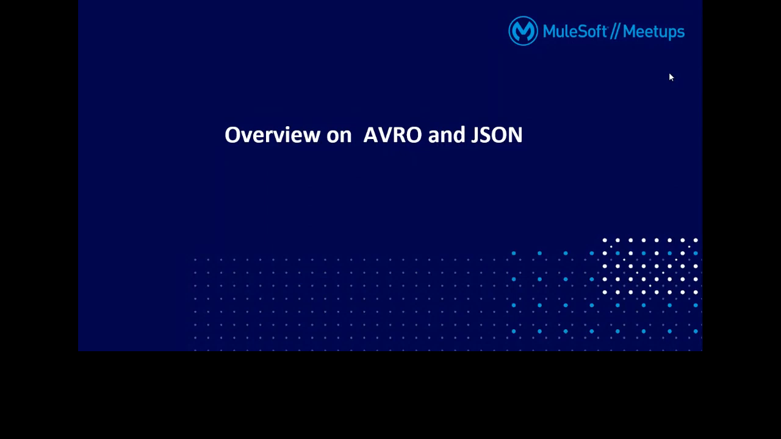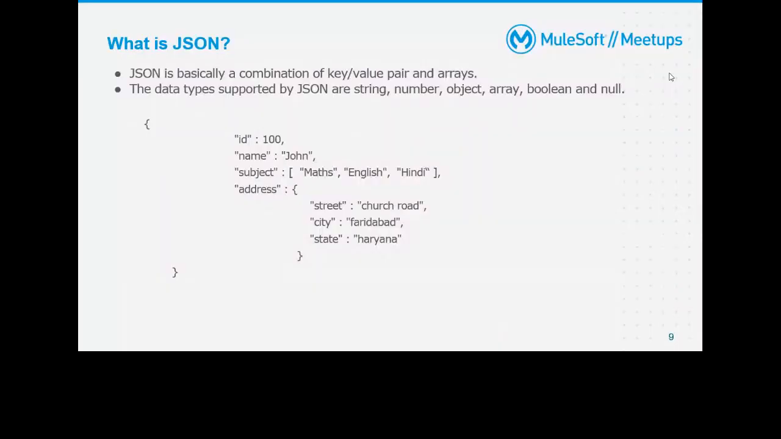So first, we'll see what Avro and JSON are. I'm sure that most of us here would have come across JSON data. They are basically key value pairs and they support all the data types. The example that you see here has different fields like ID, name, subject, and address, where ID is of type number or integer, name is a string, and subject is an array. Address here is an object.